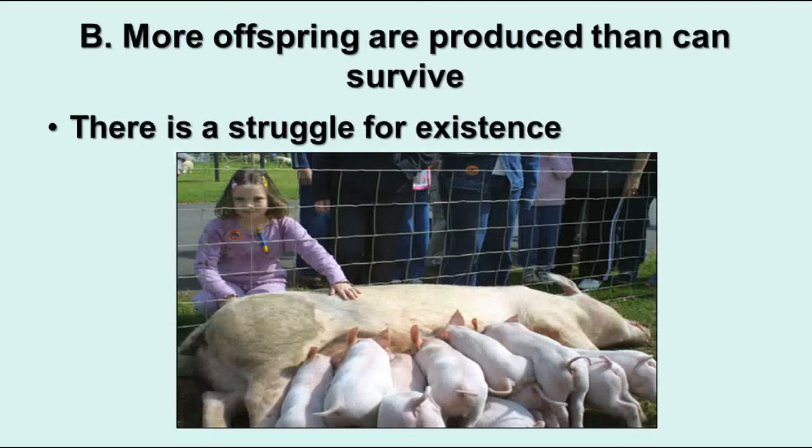Secondly, more offspring are produced than can survive, so there's a struggle for existence. You see that here with the pigs. Because there are so many babies, it's going to be hard for all of them to get the same amount of nourishment from the mother. And that's true in nature. When you have animals like the sea turtles that lay hundreds of eggs and only a few eventually make it to adult organisms because they get picked off along the way, there's definitely a struggle for existence.